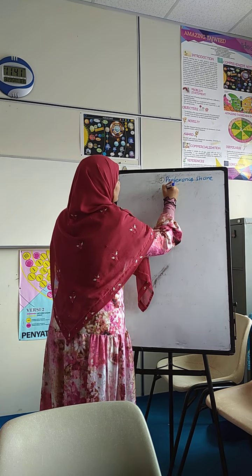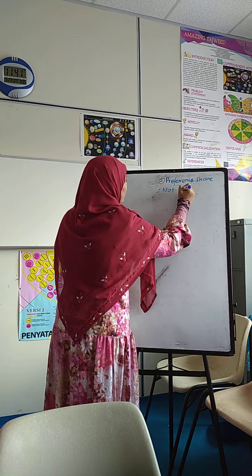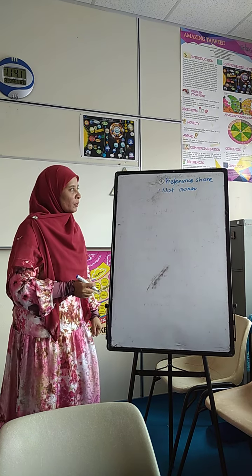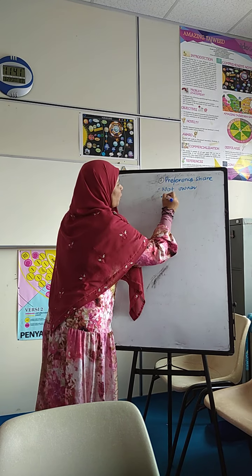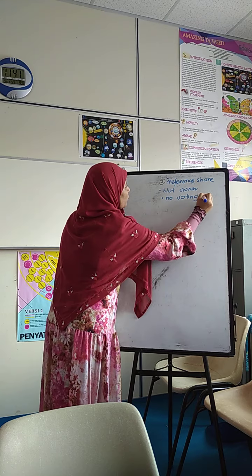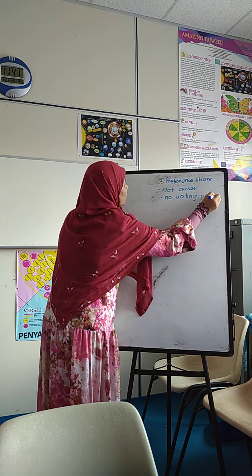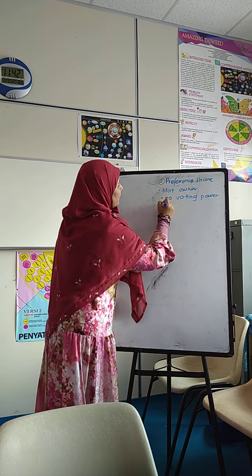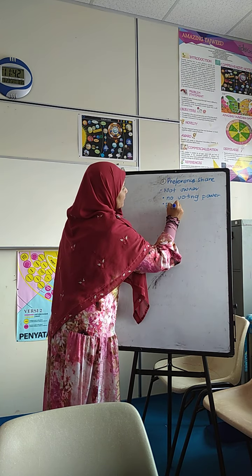The first character is they are not the owner. What does not owner mean? Actually, they have no voting power. Voting power, alright? No voting power. Vote for whom? Vote for the board of directors to manage the business, right? But they have fixed dividend.